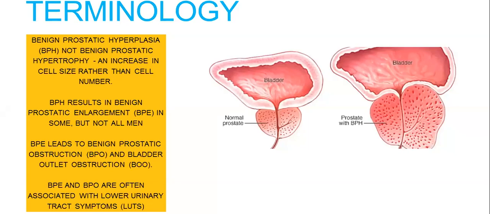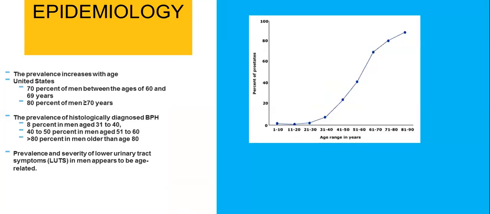While BPH alone does not always require treatment, BPE and BPO are often associated with lower urinary tract symptoms, which may require treatment. The prevalence of the disease increases with age, and based on medical records, it's been estimated that nearly 70% of men in the US between the ages of 60 and 69, and nearly 80% of men above the age of 70 years have some degree of BPH. The prevalence of histologically diagnosed BPH also increases, much like the symptomatic.